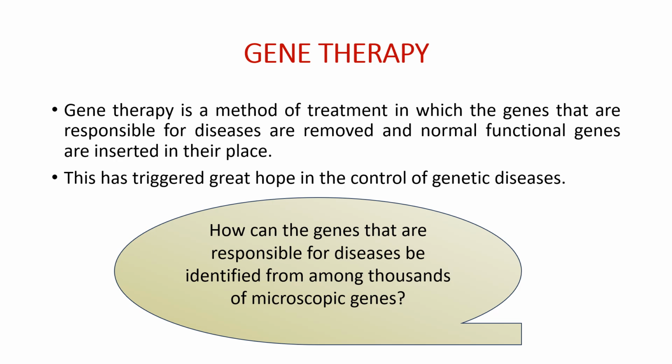Moving on to another concept, which is gene therapy. So, why do we go for gene therapy? Students, we know that changes in the structure and function of genes are responsible for various diseases, right? So, if those genes are identified and removed, we can get rid of that disease. Am I right? But the question is, how can these genes that are responsible for disease be identified from the thousands of microscopic genes? There are thousands and thousands of genes. So how do we identify the genes causing a particular disease?